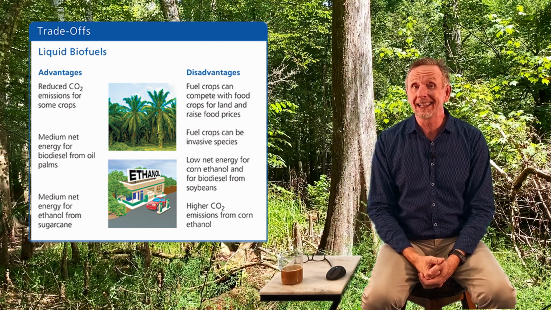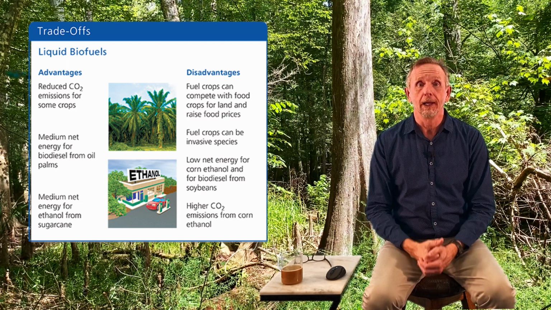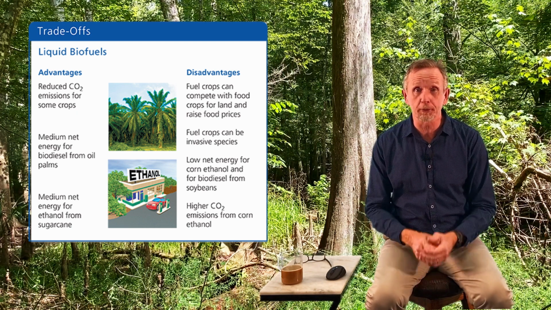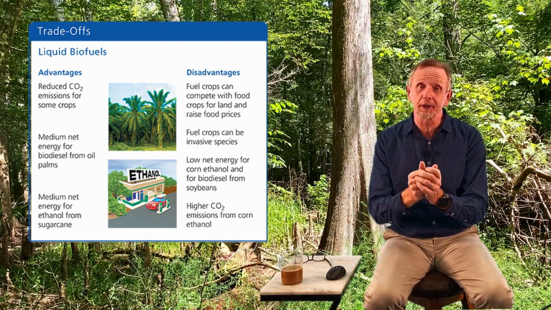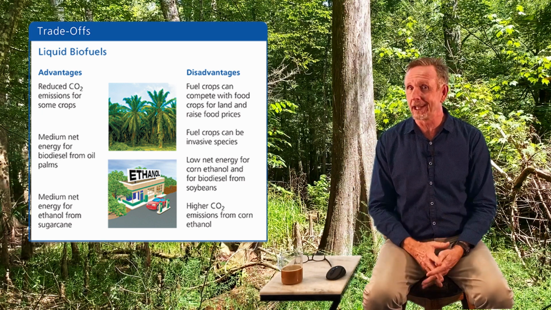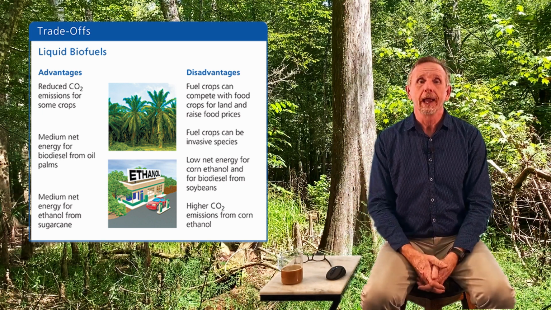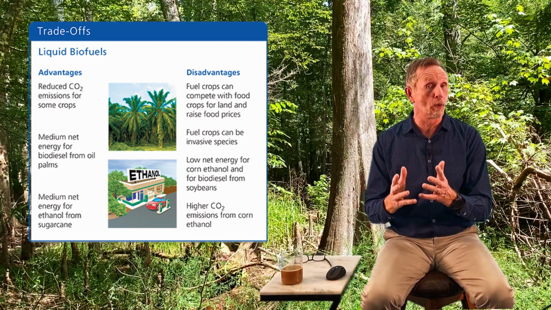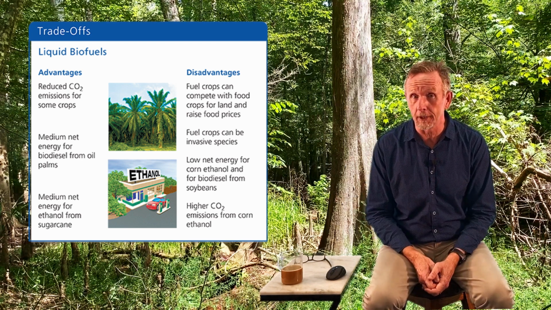It's a low net energy for corn ethanol and for biodiesel from soybeans. So once again, some of these we're getting a medium net energy, that's good. Corn and soybeans, we can do it, but it's kind of a low net energy. And also we get higher CO2 emissions, especially from corn, which is mainly what we're doing here in the United States.